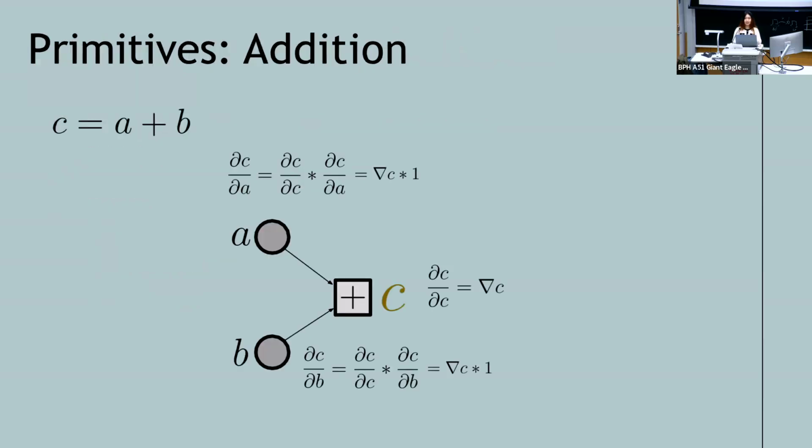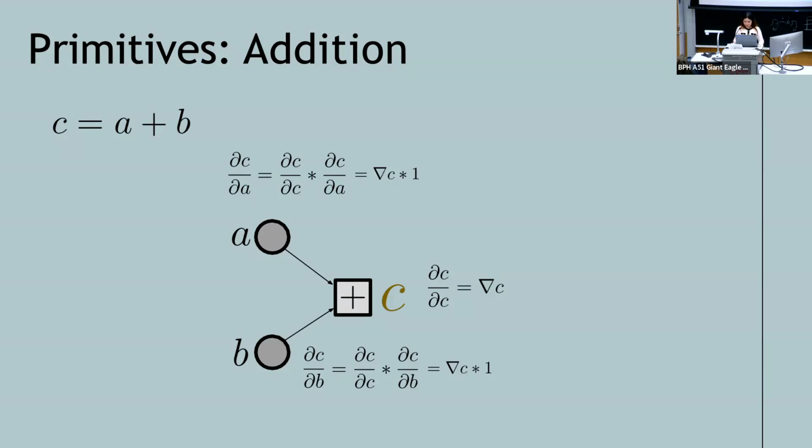Firstly, this is the addition. It's a really simple expression, C equals A plus B. How do we compute this primitive operation? Let's first assume we have the gradient of C. For the addition node, when we want to calculate the gradient of C with regard to A, we know that it's 1. Using the chain rule, it will be the gradient of C multiplied by 1. Same thing for the gradient of C with regard to B.